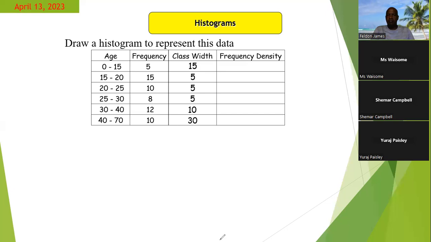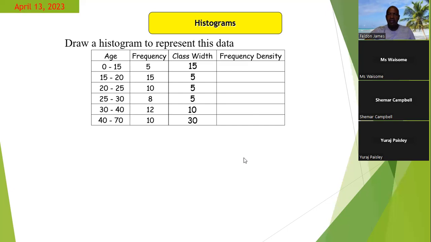Frequency divided by class width, sir. So the frequency divided by the class width. All right. So if you divide each frequency by the class width now, do the calculation and tell me what you get. 5 divided by 15. You're dividing the frequencies by the class width. Right.